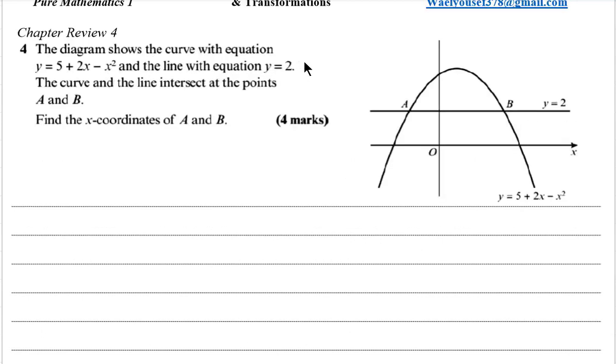Question 4. The diagram shows the curve with equation y equals 5 plus 2x minus x squared and the line with equation y equals 2. The curve and the line intersect at points A and B. Find the x coordinates of A and B.